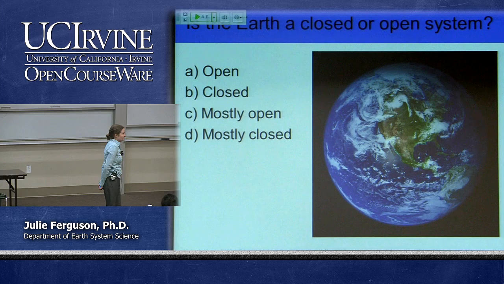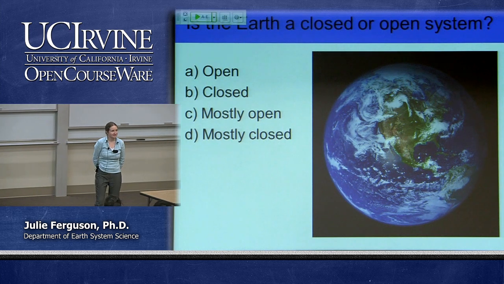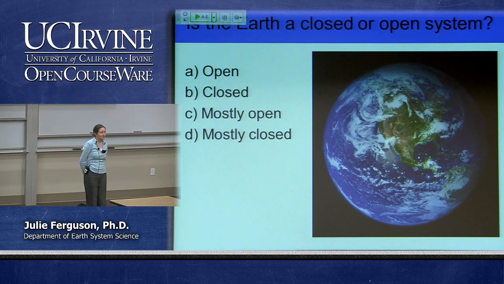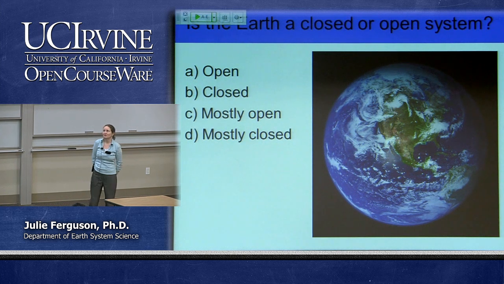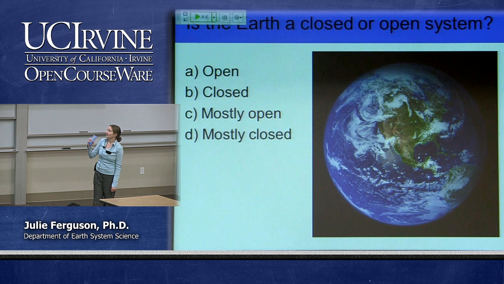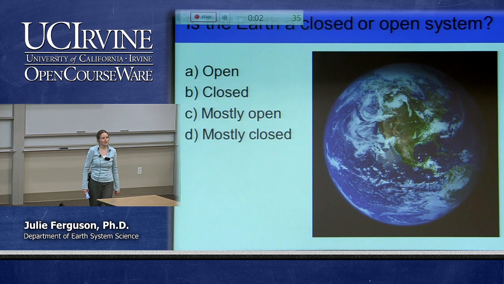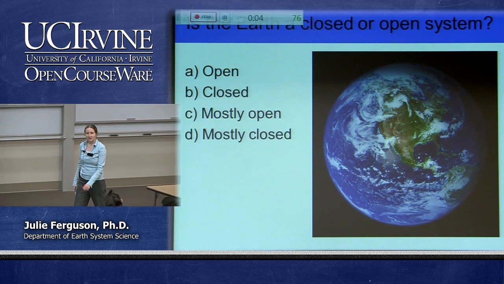Is the Earth an open or a closed system? And I've also given you a couple of other options. Is it a mostly open system or is it mostly a closed system? So tell me what you think the Earth is. You can consult your neighbour as well if you want and persuade them of your answer.